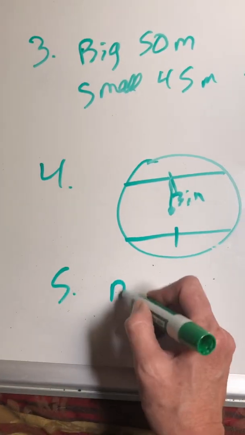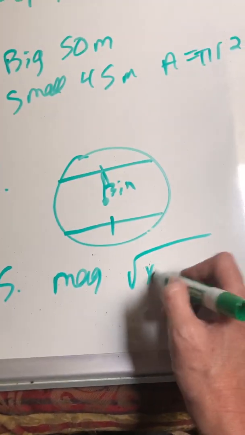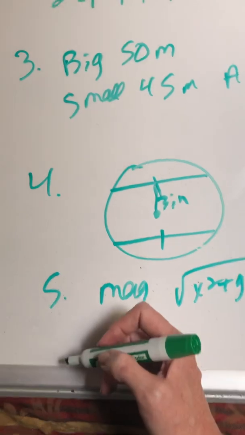Remember number 5, you want magnitude, so that's just the square root of x squared plus y squared. That's how you find the magnitude on number 5.